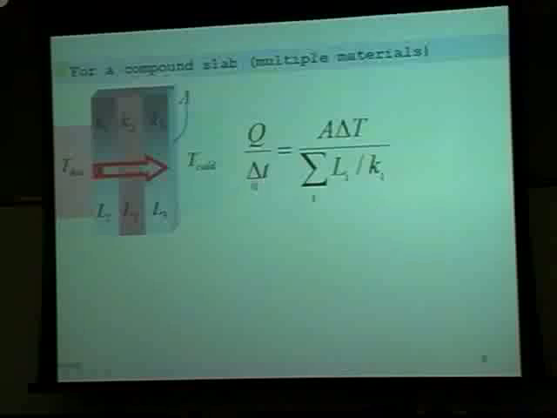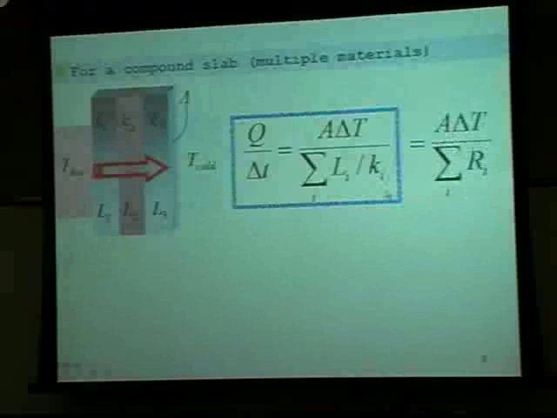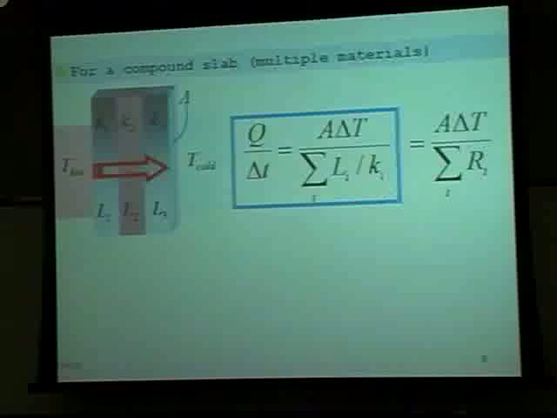Well, we have a name for the length of the material divided by its thermal conductivity, and that's called the R value for that particular material. So the power transmitted, the heat per time, is equal to the cross-sectional area times the change in temperature between the ultimate two sides over the summation of the R values for those materials. So R is equal to the length divided by thermal conductivity.